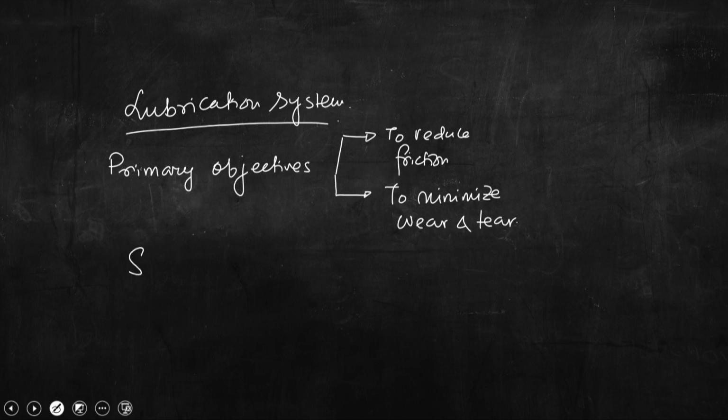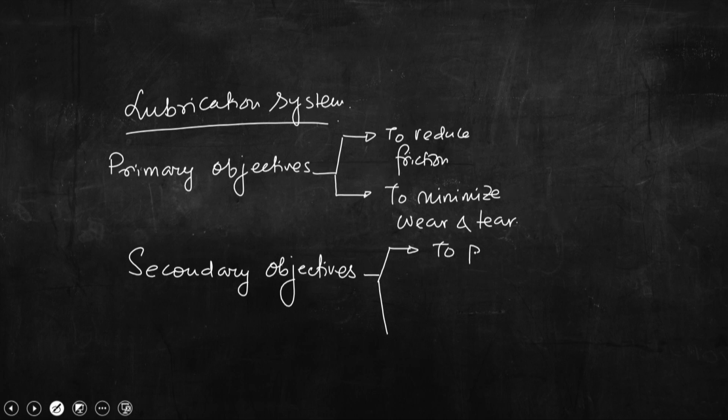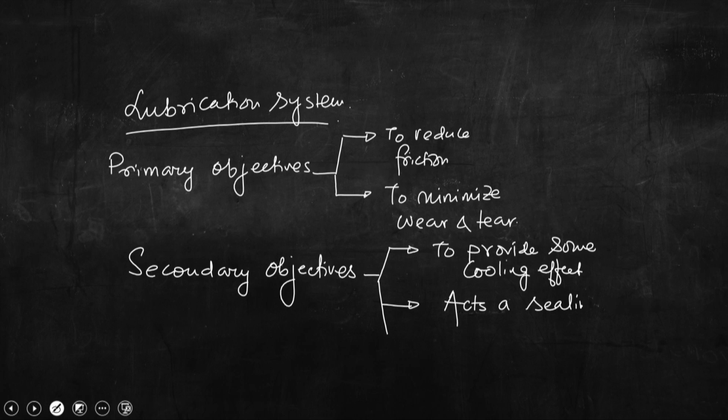Secondary objectives are also there. What are those? Secondary objectives are, as I told you, to provide some cooling effect, right. Second thing is it acts as sealing, I will discuss this part, and also acts as a cleaning agent. So, all these are basically primary objectives and secondary objectives.